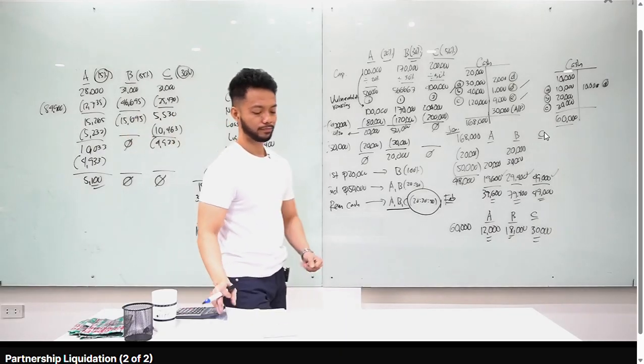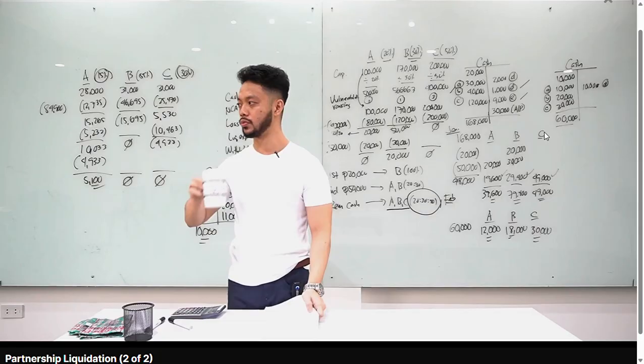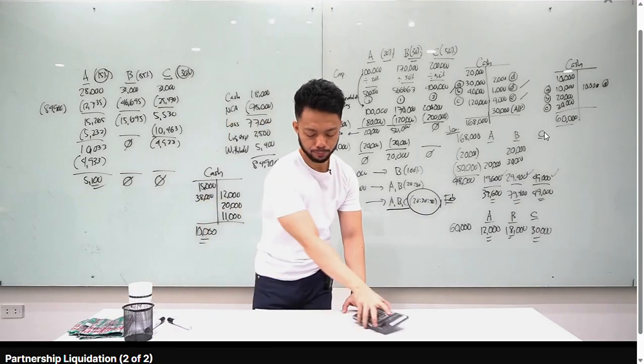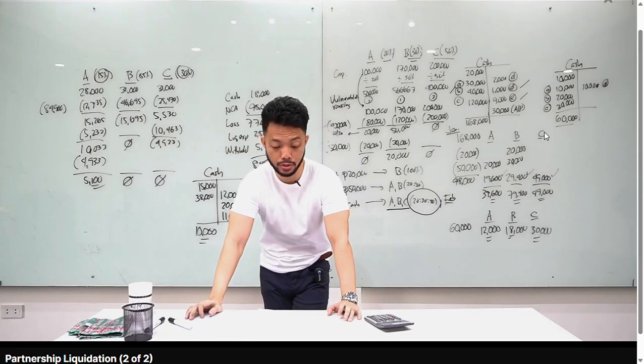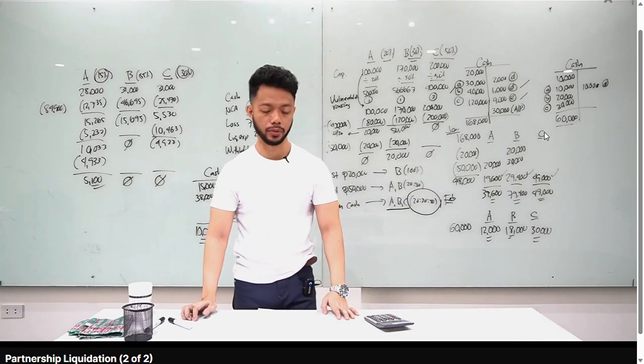Okay, so let's finish this by answering our theory questions for partnership liquidation. Let's go to number 20. Theory number 20, a simple partnership liquidation. Class, when we say simple, that is the lump sum liquidation.